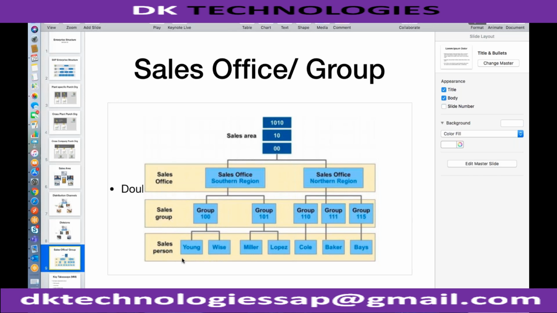So at the time of sales order creation, if you want to capture who is responsible for this sales, you can capture the sales group, you can capture the salesperson, you can capture the sales office also. At any point in time, if you want to generate a report, what is my total sales from this sales group, what is my total sales for this salesperson, those information can be captured very easily if you provide this information at the time of processing the sales orders.